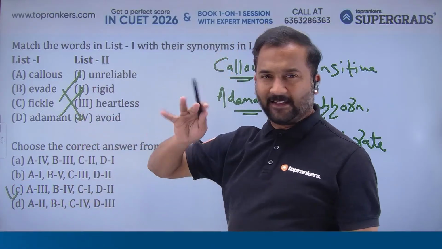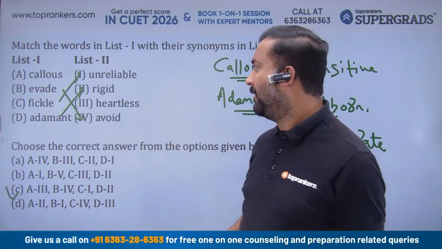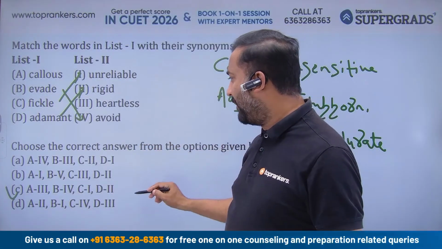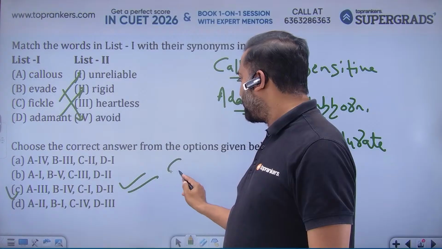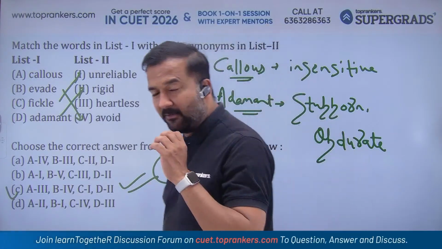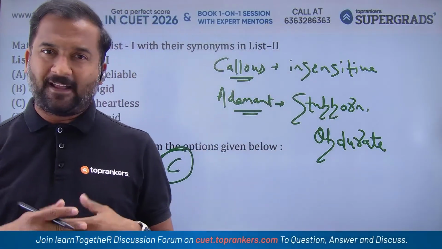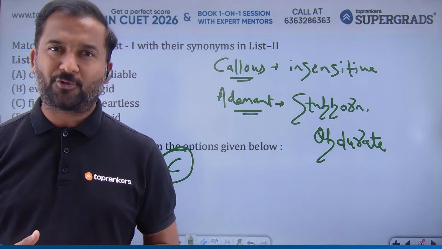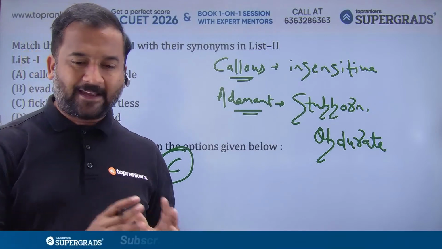Evade is to avoid. Fickle is something that keeps changing, something that is unreliable. And adamant is someone who is very rigid. So C is the correct answer, but it was not just about कि हमने करेक्ट आंसर कर दिया और हम चले गए और हम खुश हो गए. नहीं. और क्या क्या आप सीख सकते थे?